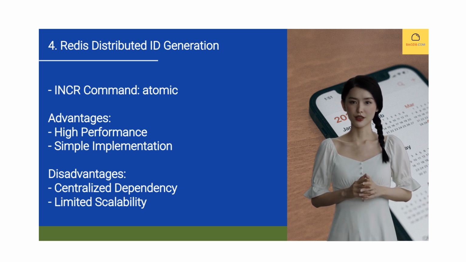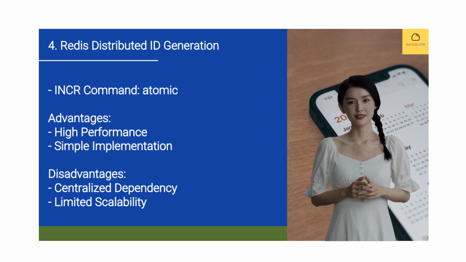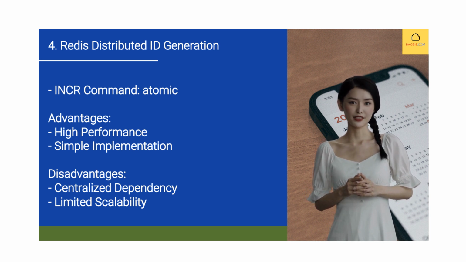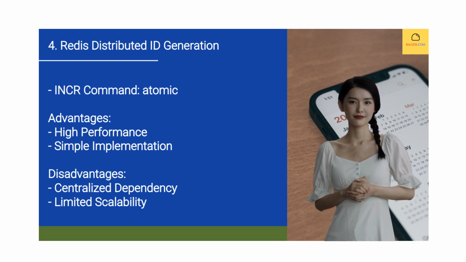The advantages are: Redis operations are very fast, making it particularly suitable for high concurrency scenarios, and there's no need for complex generation logic. While the disadvantages are: all nodes depend on the same Redis instance. If Redis becomes unavailable, ID generation will be interrupted, and it may still become a bottleneck.